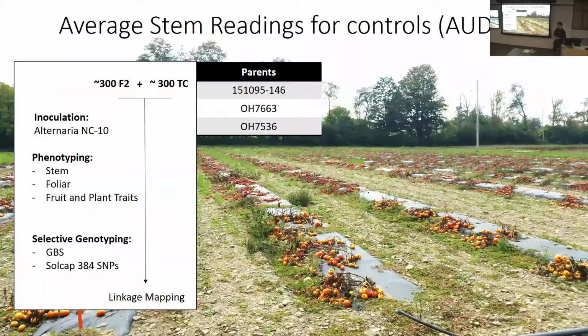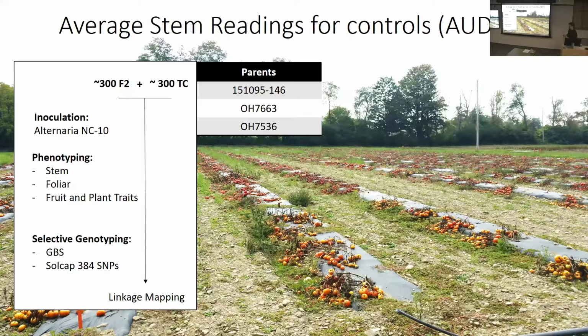So in order to map the resistance to this, in order to map that stem resistance in particular, and also to look at the foliar resistance, I worked with 3 parents, and I'm going to be talking about these throughout the course of this discussion. Our first one is 151095-146. That's a Cornell triple resistant line, late blight, early blight, septoria leaf spot. It's the same one that's pictured here. We also have 2 Ohio processing tomato lines, Ohio 7663 and Ohio 7536. They come from David Francis's breeding program at Ohio State.